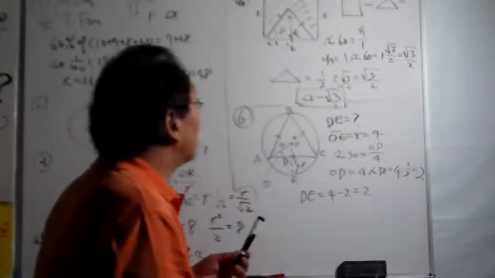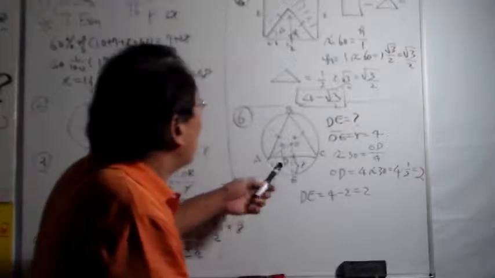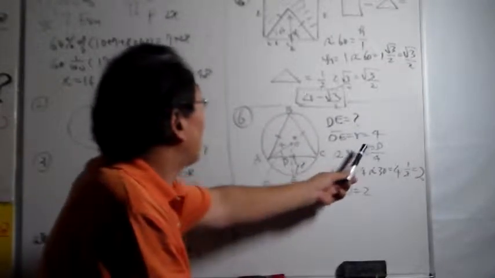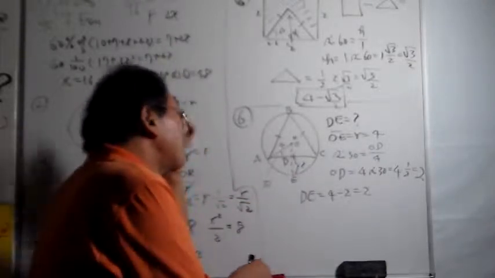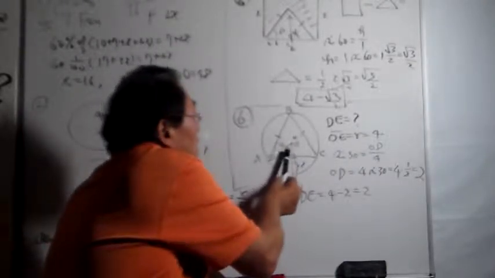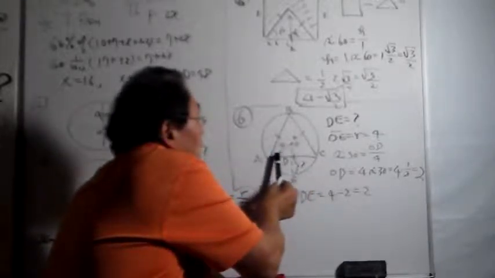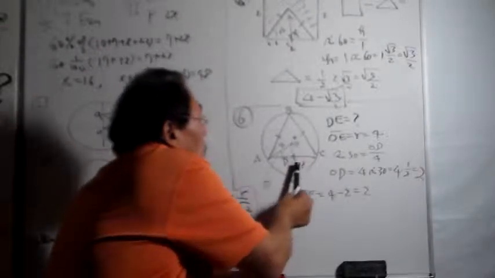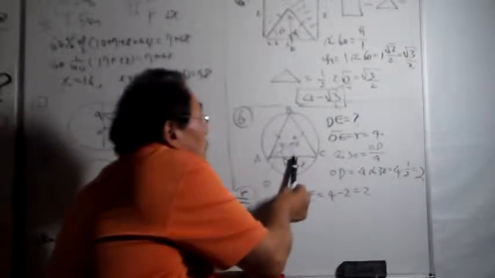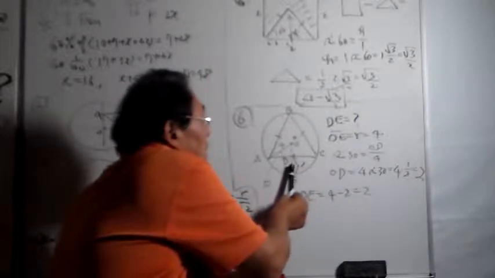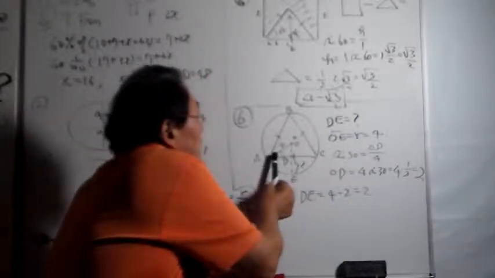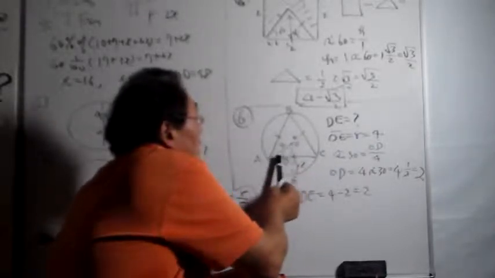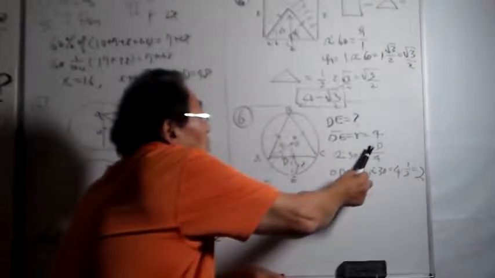Okay. So OE, O to E, is the radius, right? So 4. Then we have this angle, make sure this is 60. So we're going to draw the line over there. This is going to be angle 30, right? So our plan is OE minus OD will be DE. So we're going to use sine of the angle. Sine 30 is OD over 4.